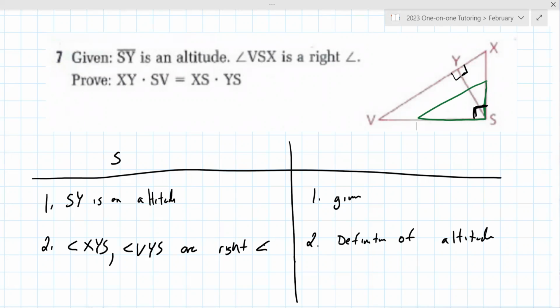What section chapter are you in? 9.3. Okay.